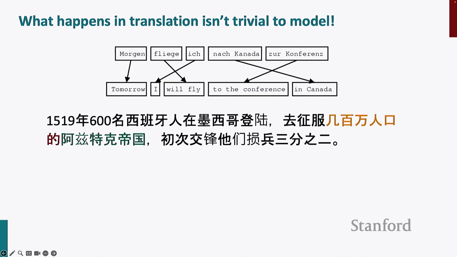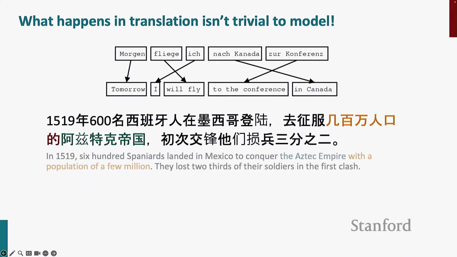And I guess in the 2000s decade, I was involved in building statistical machine translation systems, and there was an MT evaluation that we did where our system did terribly on this sentence, and I tried it out on Google Translate, and it also did terribly on this sentence. So what the sentence should say is, in 1519, 600 Spaniards landed in Mexico to conquer the Aztec Empire with a population of a few million. They lost two thirds of their soldiers in the initial clash.